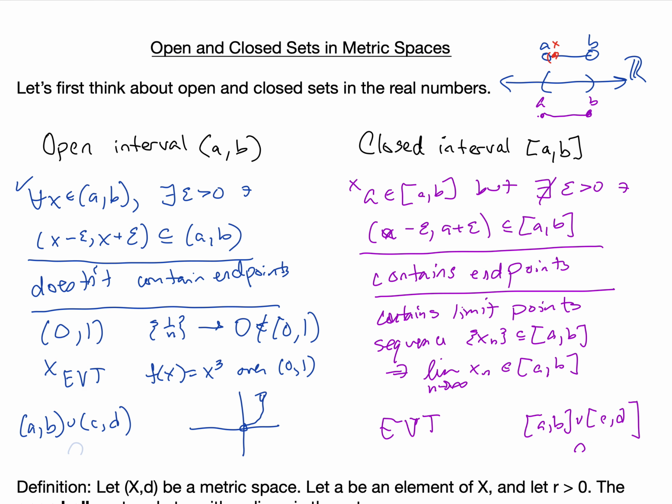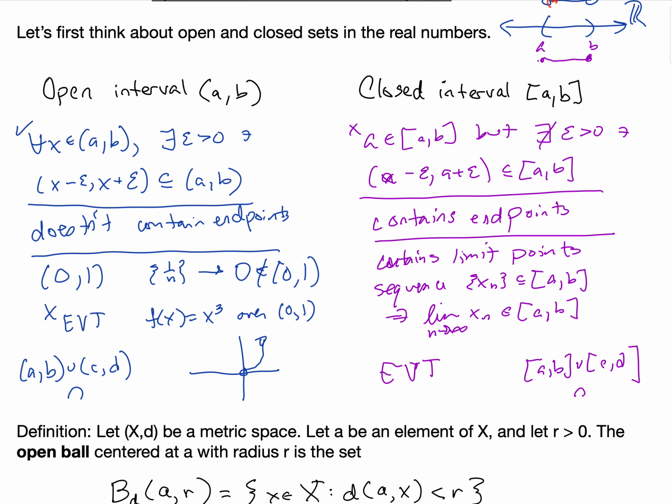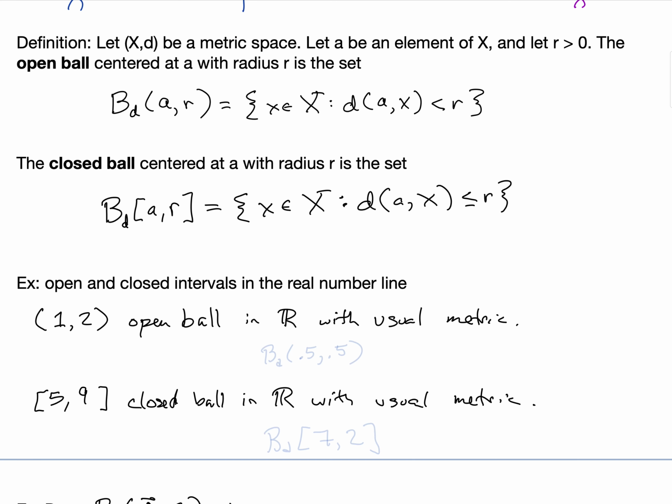If we think about the intersections, same deal. Okay, so here is our definition for, first of all, just an open ball in a metric space. Not quite an open set yet.